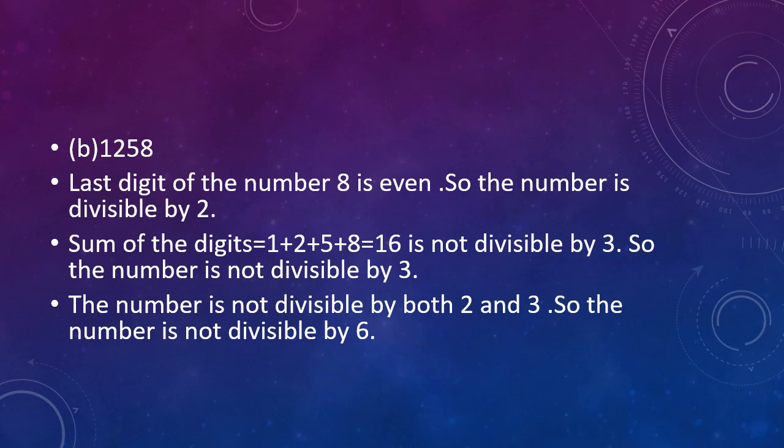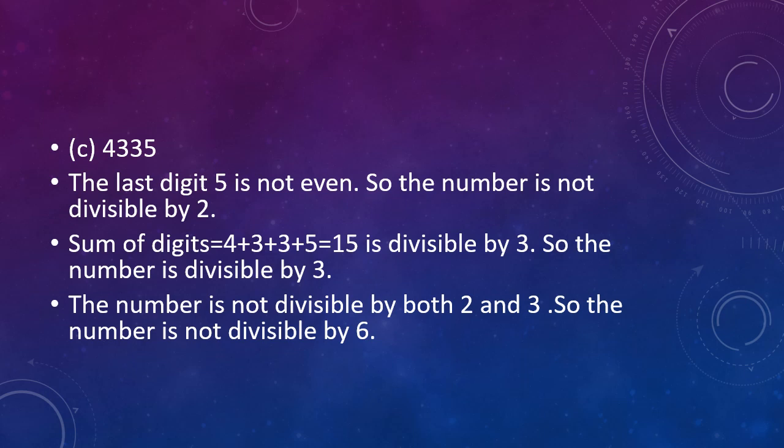Question B. 1258. Last digit of the number 8 is even. So the number is divisible by 2. Sum of the digits is equal to 16, which is not divisible by 3. So the number is not divisible by 3. The number is not divisible by both 2 and 3, so the number is not divisible by 6.